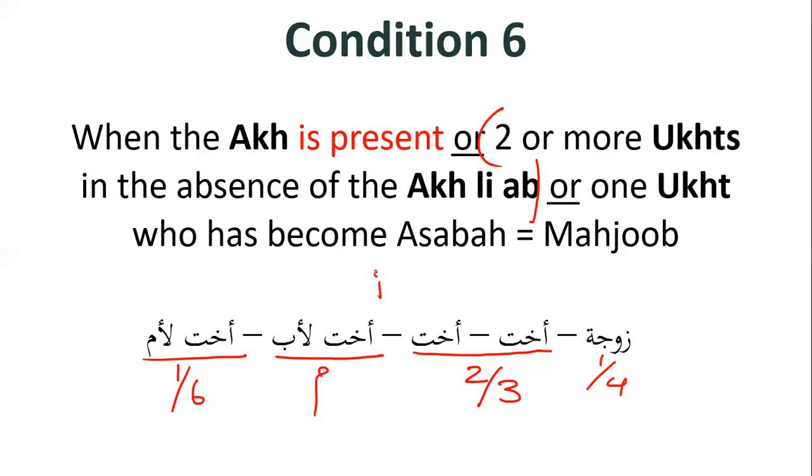If there was a akh li abin in this situation, then these two together would become asaba. Hence, the clause here, in the absence of the akh li abin. In the absence of the akh li abin, she would become mahjub, which is the example we are on right now. So, the ukht li abin becomes mahjub. That was 6.2.